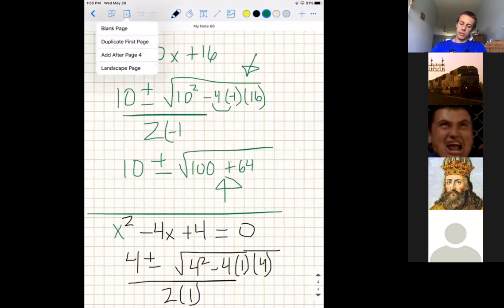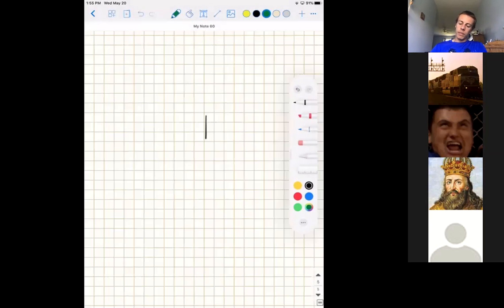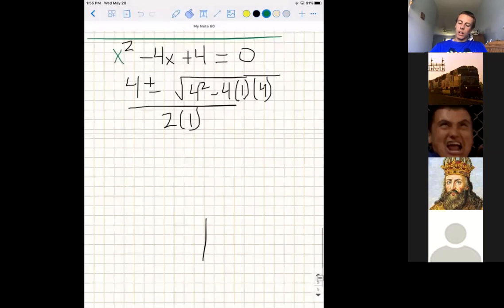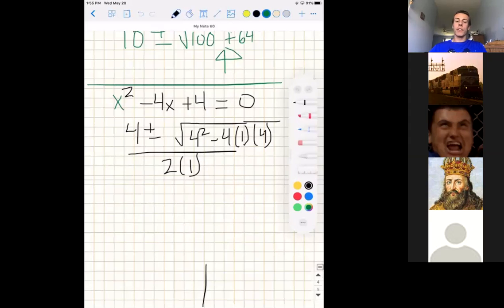Let me add a new page here. Again, if they're asking us how many solutions there are, all we really care about is what's underneath the radical. 4 squared is 16, minus 4 times 1 times 4, well, that's 4 times 4, or 16. So what did we get underneath the radical? 16 minus 16, so we ended up with 0.